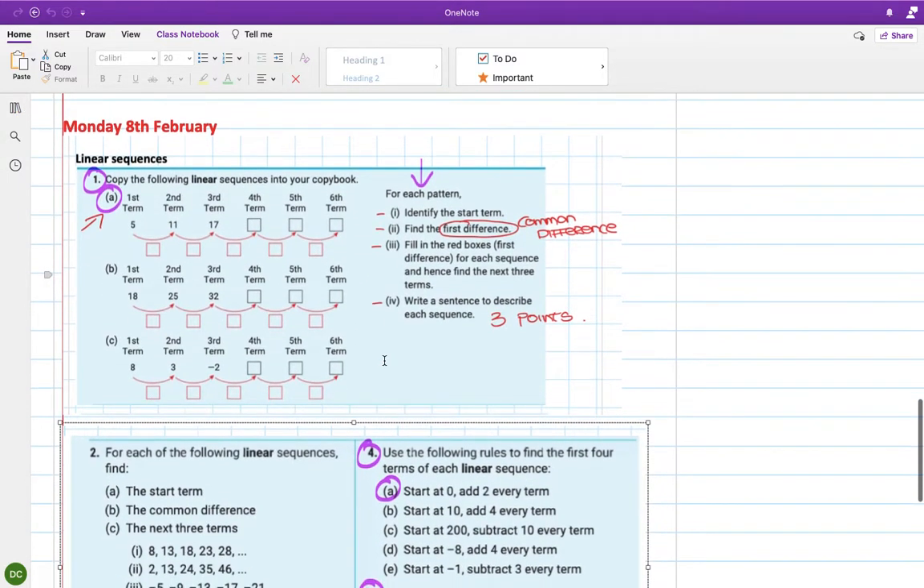Morning, guys. Right, we will start with the homework from Monday. Just let me find it here now.